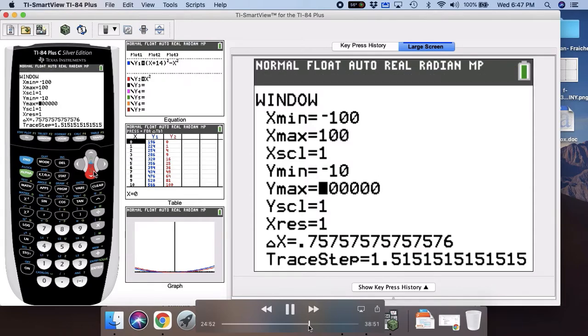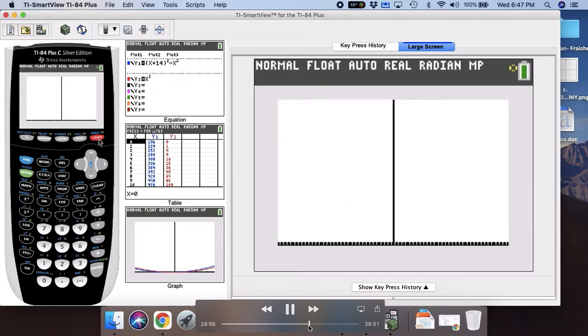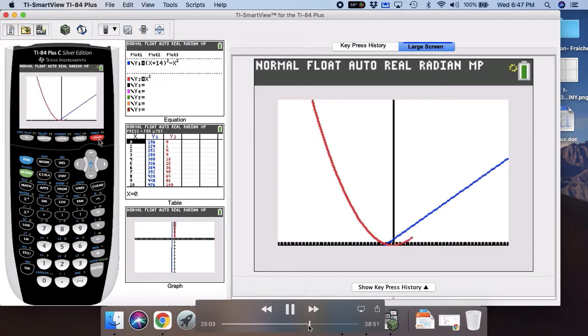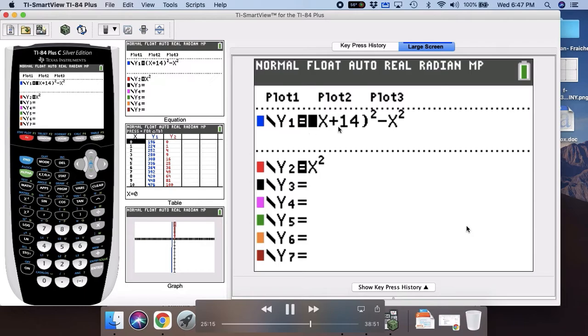I kept the same window as the previous question, negative 100 to positive 100, and my y max I changed to 500 because I was adjusting it. I started at about 100 and kept increasing it until I saw the intersection. This first intersection is negative, so it doesn't matter. This is the one I actually want to solve for. Make sure your y1 and y2 look like this, left side and right side.